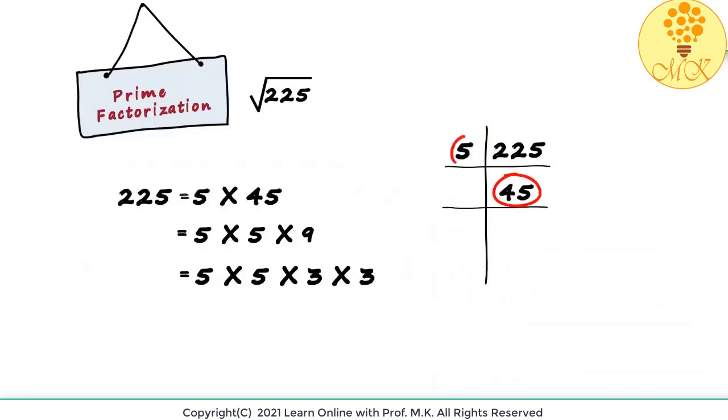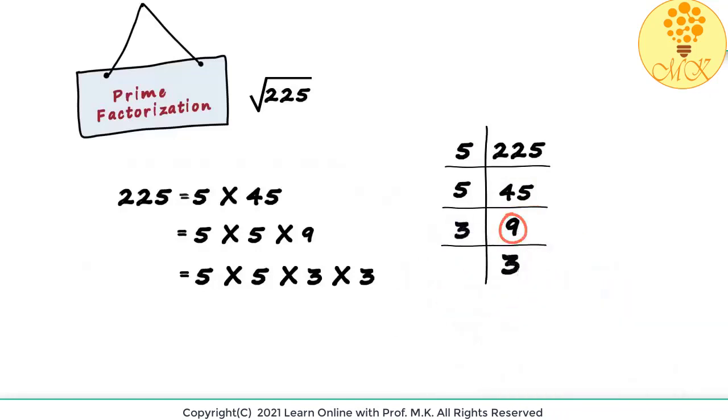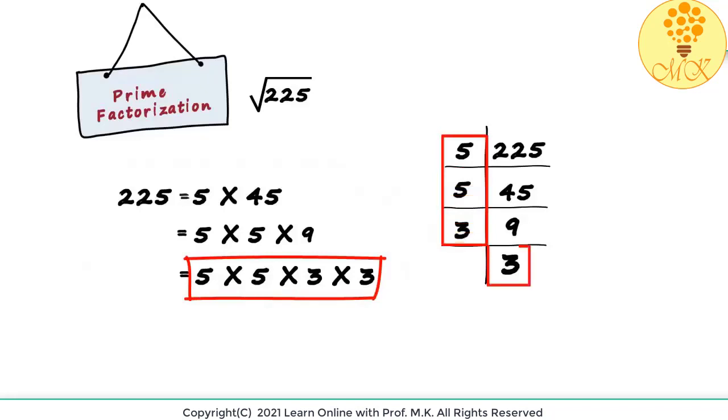45 is also divisible by 5, hence we write a 5 here. And 5 multiplied by 9 gives us 45. 9 is not prime, and we can say that 3 multiplied by 3 equals 9. That's where we stop, when we get a prime factor here. So if we look carefully, we have got all the prime factors. 5 times 5 times 3 times 3.